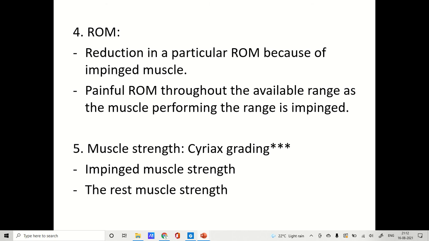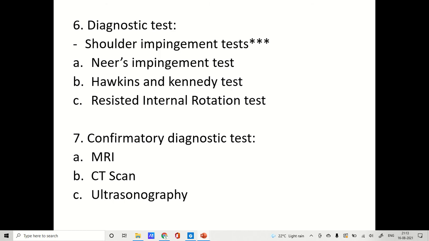Coming down to muscle strength. How to assess muscle strength? If the case is a tone case, the impingement is very severe, and there can be chances of a tear, definitely do not do MMT grading, do the Cyriax grading. That is for the impinged muscle strength and the rest of the muscle strength. The rest of the muscle strength can be carried out by your MRC grading as well. Coming to the diagnostic tests, 3 main tests: Neer's impingement, Hawkins-Kennedy, and resisted internal rotation. These are your special tests to diagnose whether the patient has shoulder impingement syndrome.